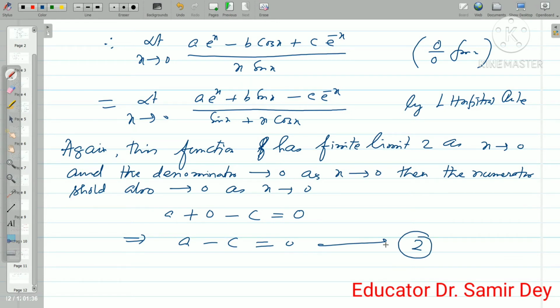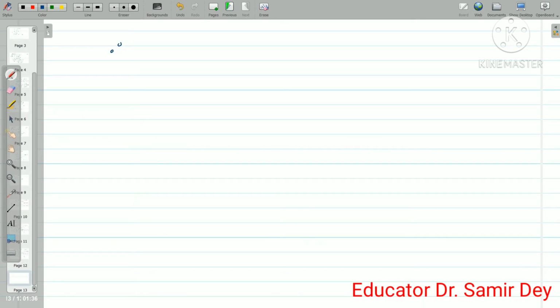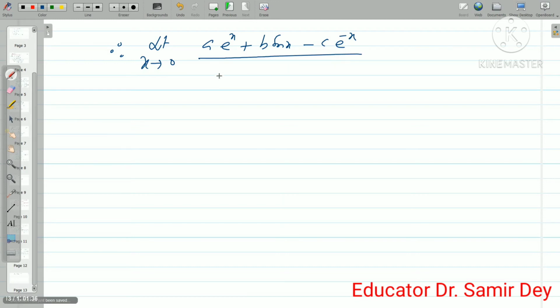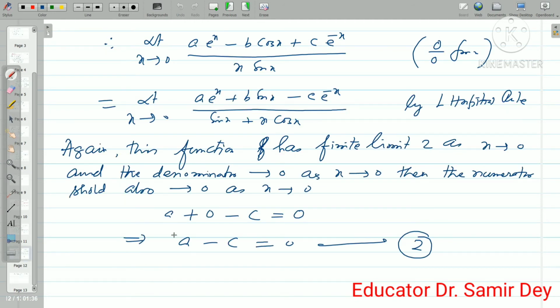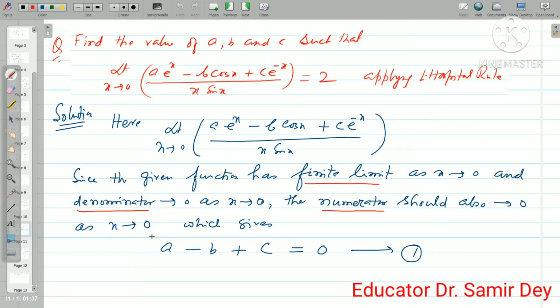Second equation. Next you can write, therefore, limit x tends to 0 of a e to the power x plus b sin x minus c e to the power minus x, by sin x plus x cos x, this is also 0 by 0 form. Now it is clear why, because based on the previous calculation, one condition, and in the next what you have, that is a second condition.